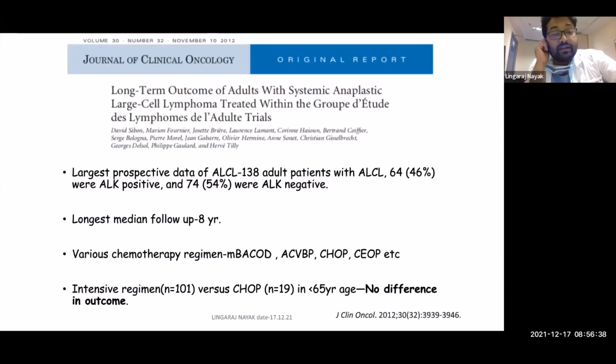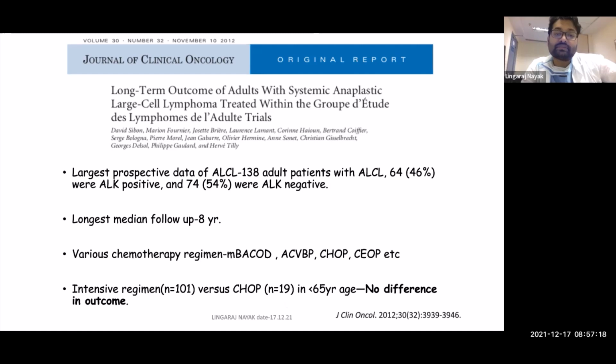So now this is the update of this study, the 8-year follow-up of this GELA study, where, as I was discussing, they used BACOP, ACVBP, CHOP, and CHOEP kind of regimens. And this is one of the largest prospective datasets of ALCL: 138 adult patients, of whom around 46% were ALK positive and 54% were ALK negative. When they compared the outcomes of around 100 patients who received an intensive regimen like ACVBP versus a CHOP kind of regimen, with age less than 65, there was no difference in outcome.